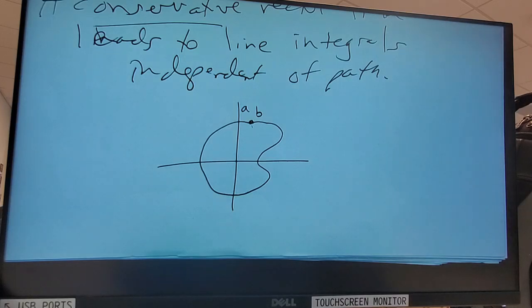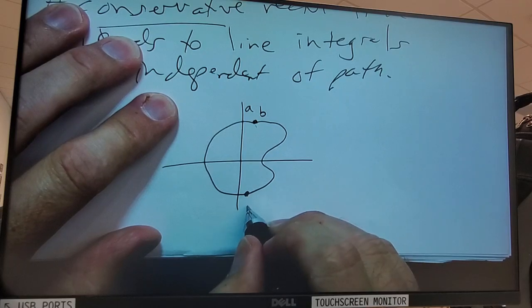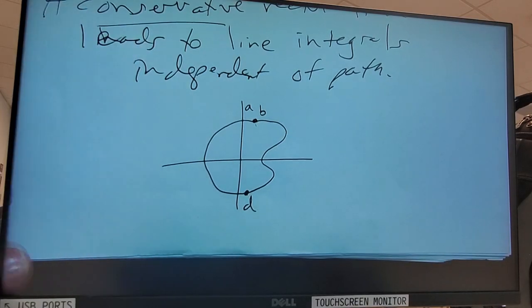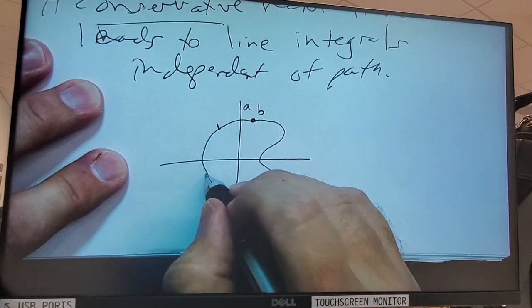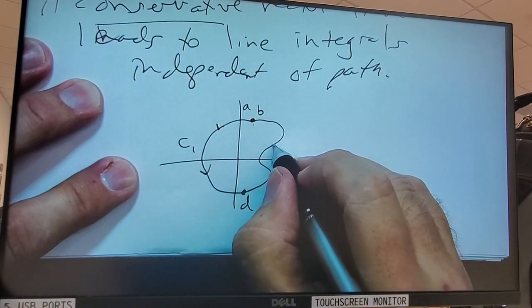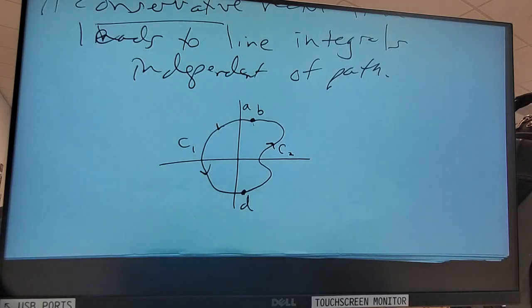Let me see if this is cool. So let me pick another point. Let me call it D, because we got C's running around already. So I'm going to call this way C1, and I'm going to call this C2. So C1 plus C2 makes the whole C. Does that make sense? So to get from A to B, I've got to travel C1, and then I got to travel C2. Yes?